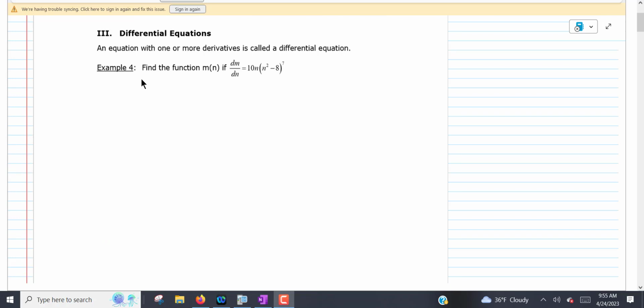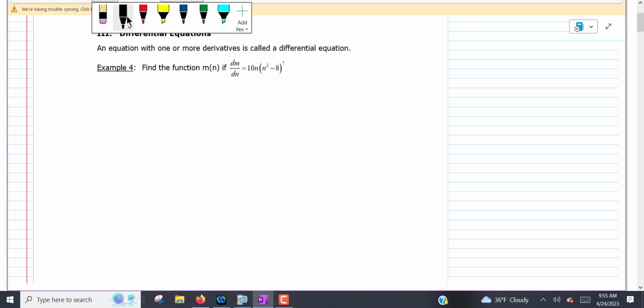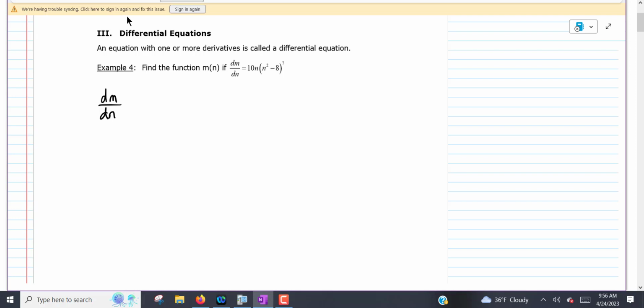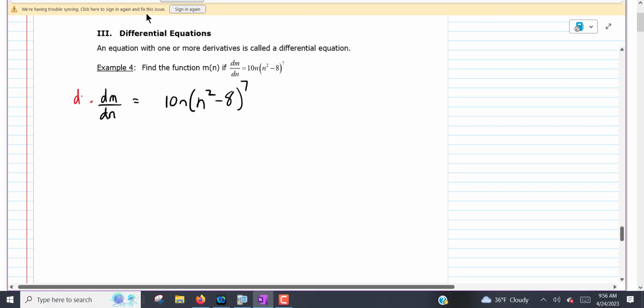Okay, so what we're doing on this one is this is a differential equation, which we talked about last time. And so we're going to solve this differential equation. So what we have is this is a derivative. You've been given a derivative. You're going to find the original function m. So start by just writing down the problem that I gave you. So we have the derivative dm over dn is equal to 10n times n squared minus 8 to the 7th power. Okay. So a good way to approach the problem to begin with is multiply both sides by dn.